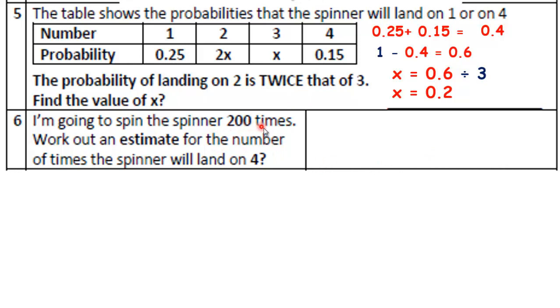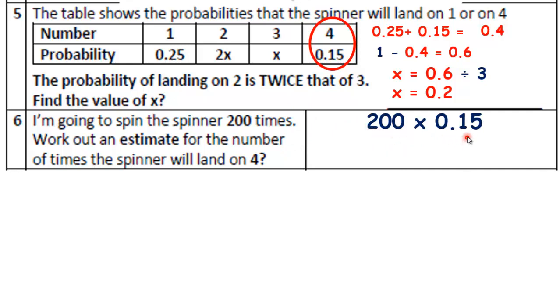I'm going to spin the spinner 200 times. Work out an estimate for the number of times the spinner would land on 4. So how many times would it land on a 4? The probability of getting a 4 is 0.15. So I'm going to do 200 times 0.15. Always write that down. You're going to get a mark for that.